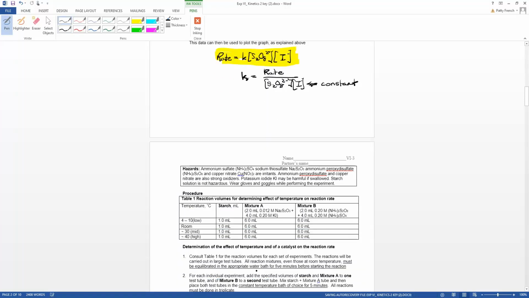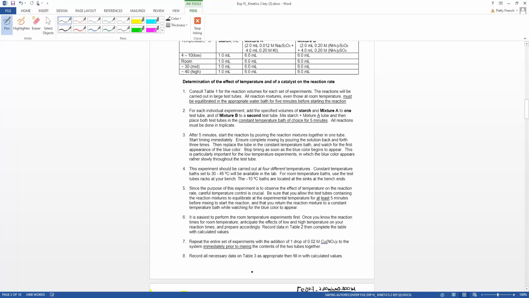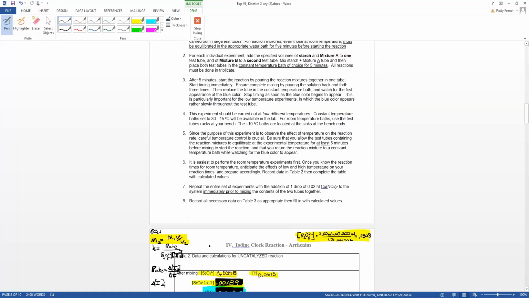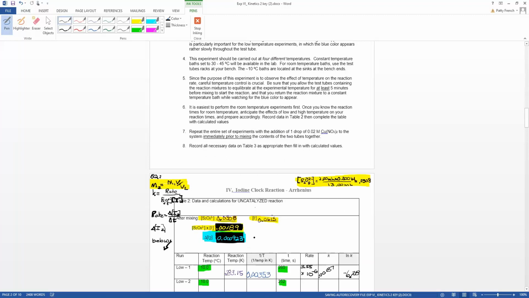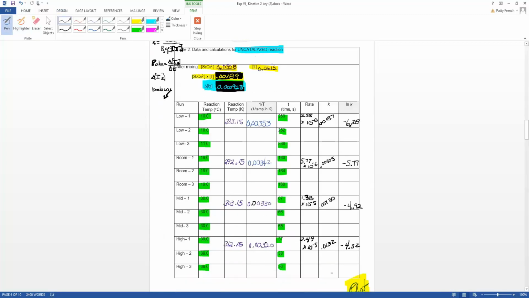We're going to gather our data and a few equations that are really important for us to have. Now, this is table 2, and it's figuring out the data and calculations for an uncatalyzed reaction. I highlighted in green here what the data was you actually took, and that was it. Now, I'm going to do one example for each temperature, and you can see I've already done that out.